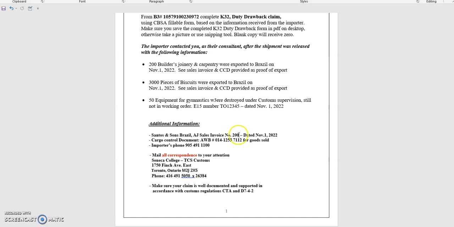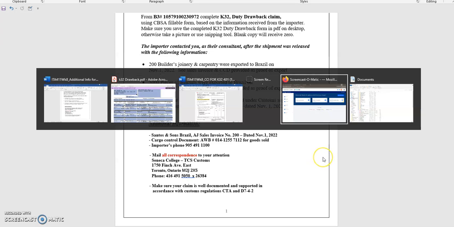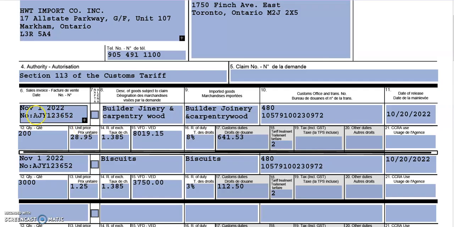Looks like we might have the wrong sales number. It should be sales number 200. I apologize. I'll fix that right now. The number is 200. I don't know where I got that number from, so we'll change that. So we put the sales invoice date and the sales date.